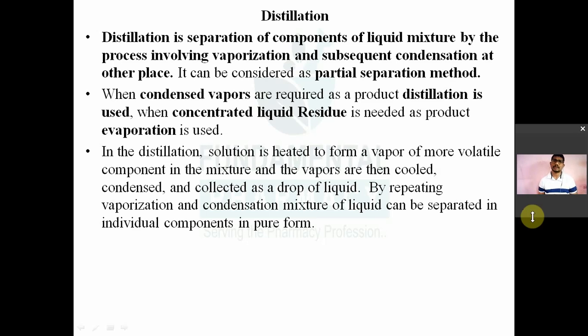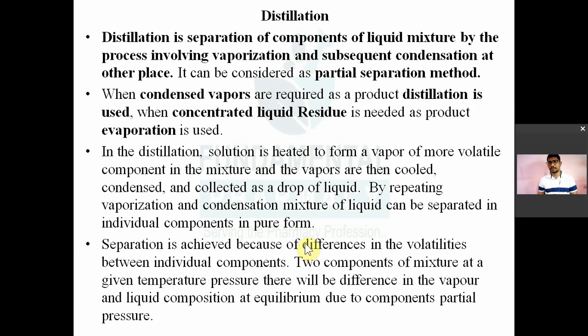So in distillation, the solution is heated to form a vapor. You have a mixture of liquids in your solution. Now these two components will have different volatility and different boiling points. So the compound which has the lower boiling point will be converted into vapor first, forming a vapor of the more volatile component in the mixture. Then the vapors are cooled, condensed and collected in the form of liquid, which is known as the distillate. And by repeating this process of vaporization and condensation, you can separate the mixture in pure form.